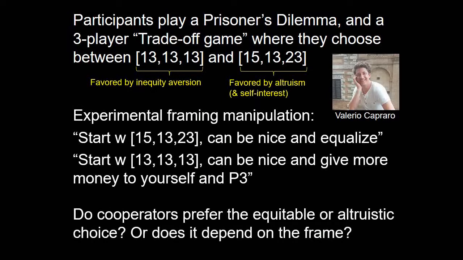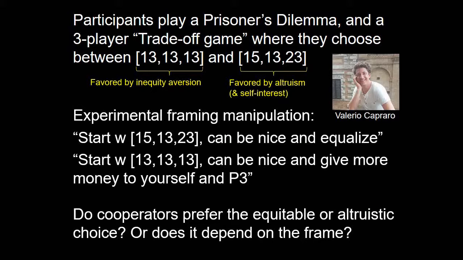And so the idea is that if what people care about is doing the right thing, if what motivates you to cooperate is the desire to do the right thing rather than a specific caring about these preferences, then it's not going to be that cooperators systematically prefer either the fair option or this sort of higher total payoff option. But instead, the framing is going to totally change it.